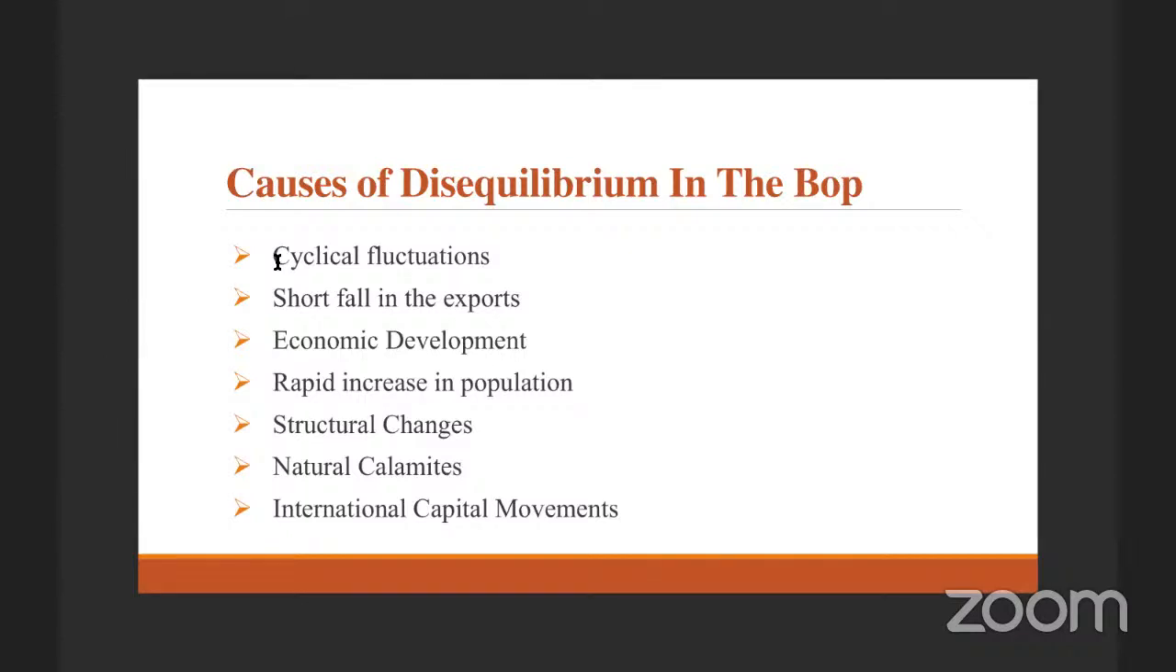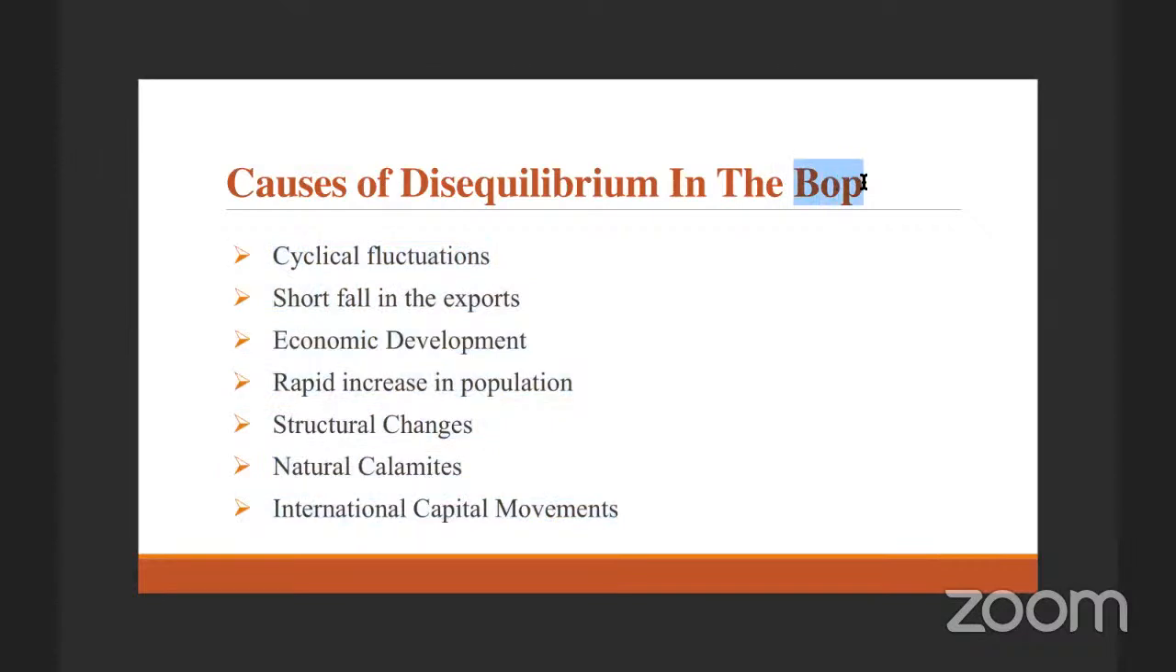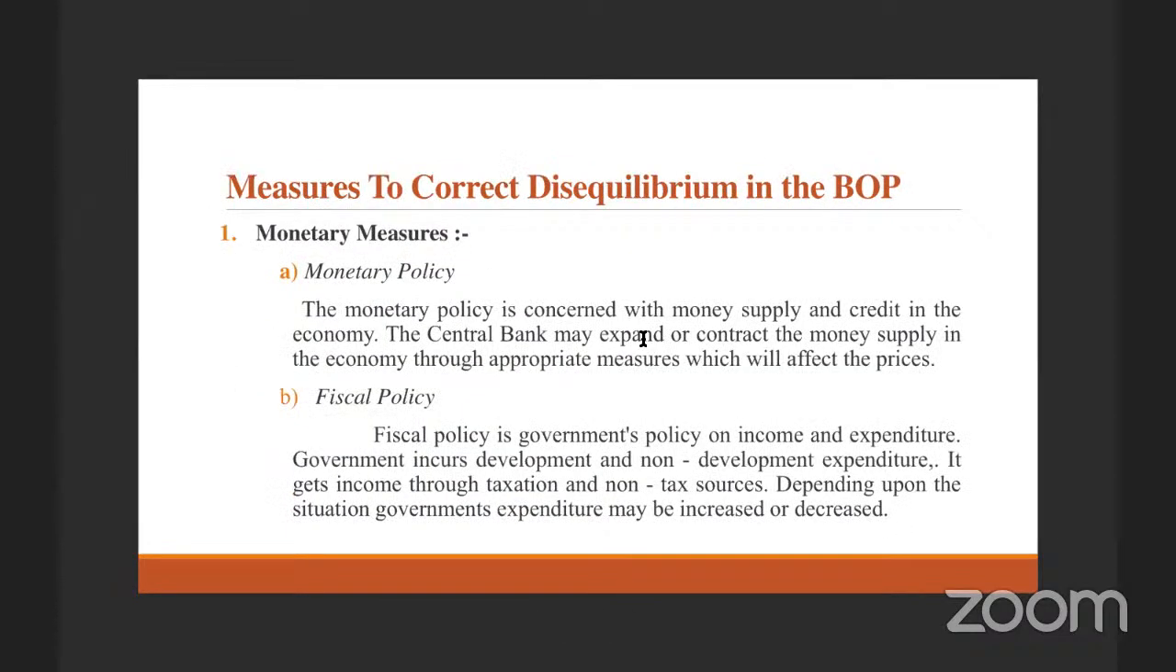International capital movements also cause the disequilibrium. Disequilibrium can be favorable or unfavorable for the economy, right? And some of these causing factors may result in surplus BOP or maybe deficit BOP, not necessarily negative or deficit BOP. It can result in positive disequilibrium, that's surplus. Now, how do you tackle this disequilibrium of BOP? What measures do you take?